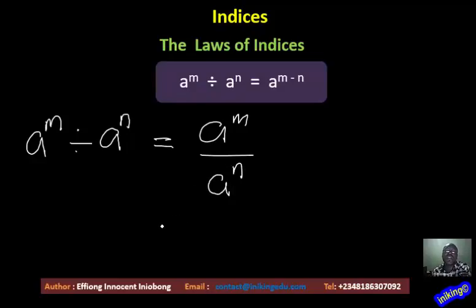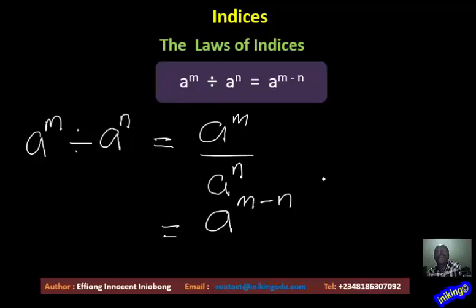And the law simply says that when we have this kind of system, a is raised to the power of m minus n. We use the exponent or the index of the numerator and subtract the index of the denominator or the divisor.